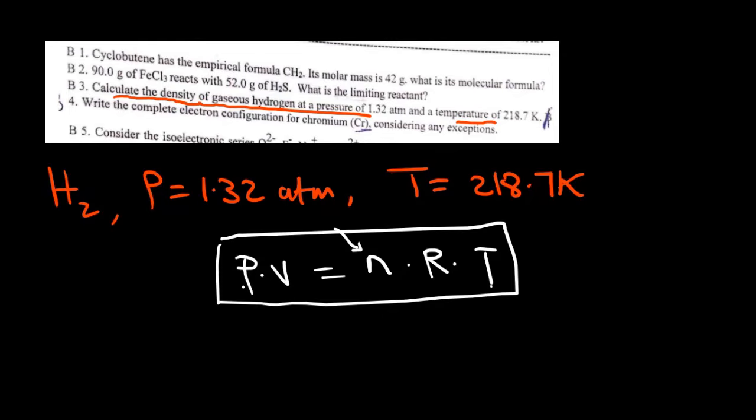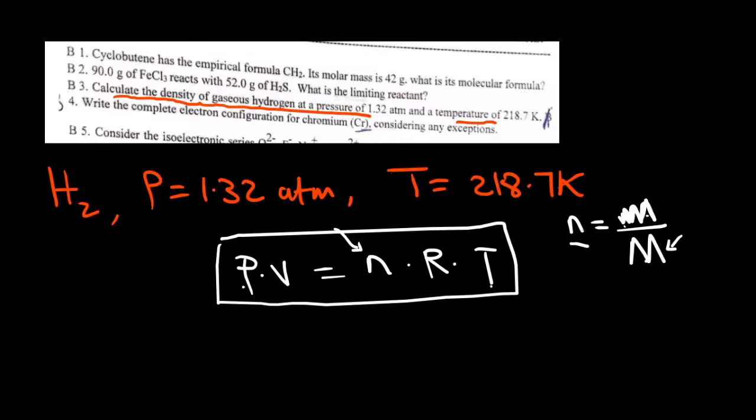We know that n is moles, and moles is equal to mass over molar mass. We're going to represent the molar mass by a capital letter M and the mass by a small letter m. So moles equals mass over molar mass, and where there's n, I'm going to put mass over molar mass.